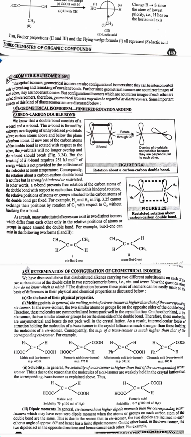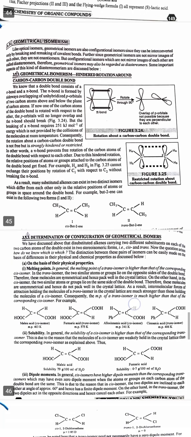But the breaking of the pi bond requires 251 kJ per mole of energy, which is not provided by the collision of molecules at room temperature. Consequently, the rotation about a carbon-carbon double bond is not free but is strongly hindered or restricted. As a result, many substituted alkenes can exist in two distinct isomers which differ from each other only in the relative position of atoms or groups in space around the double bond.